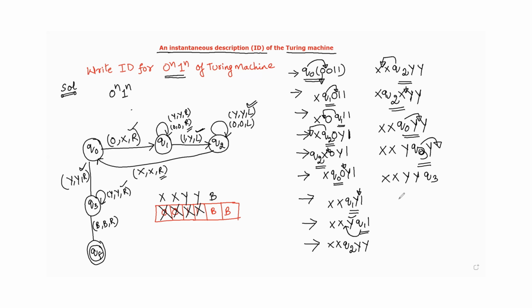Okay, so next one, after completion of this one, what will happen here? x. So last one, what do we have? q3. Remember here we have the blank symbol, and y. So q3 on blank symbol goes to qf. Okay, so this is called a final state. So like this you can construct this instantaneous Turing machine.